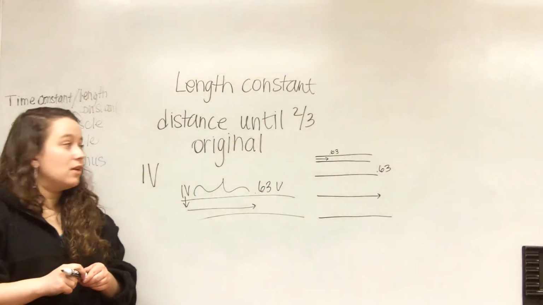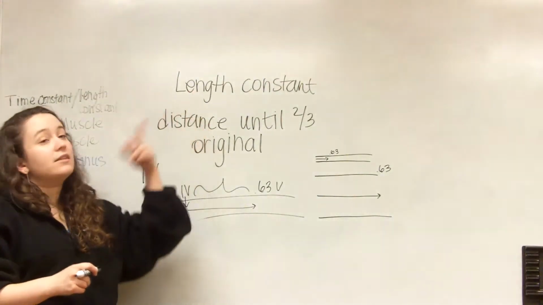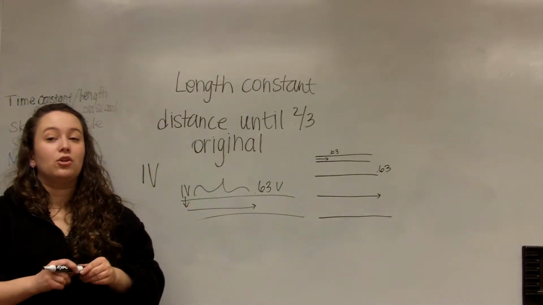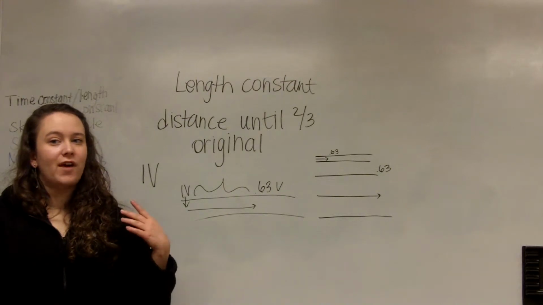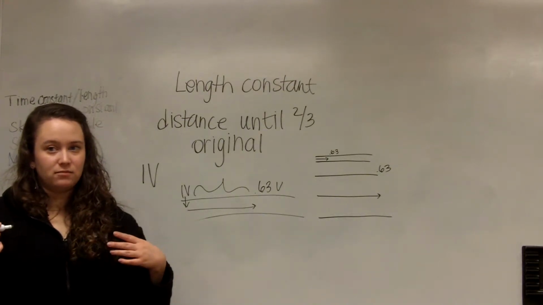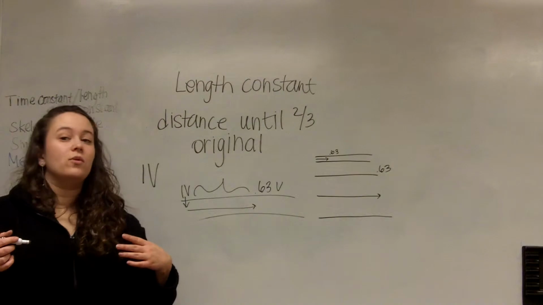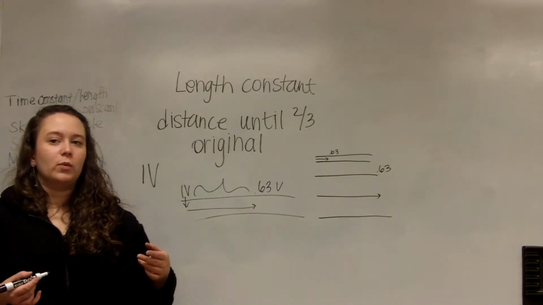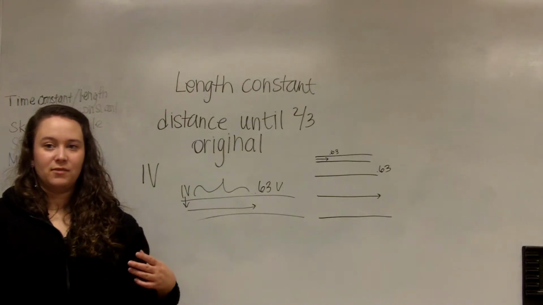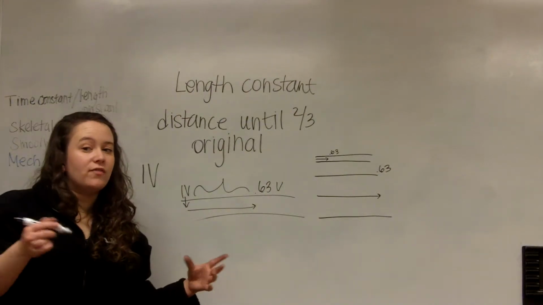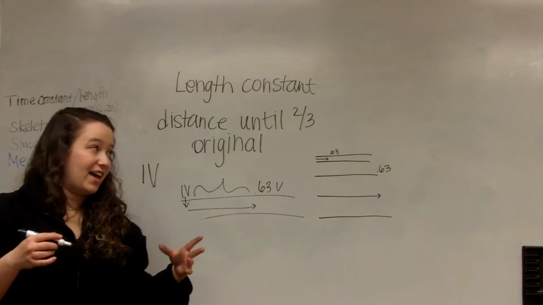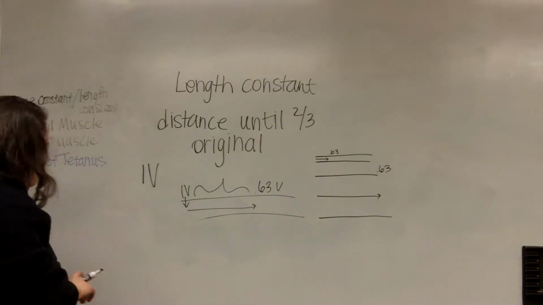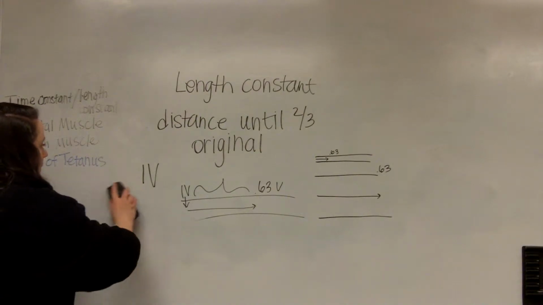Gotcha. So based on both the length constant and your time constant, that's how you get that the larger your axon, the faster you're going to have conduction. And also, if it's myelinated versus unmyelinated, the myelinated is always going to win. It's going to be faster. And so a large myelinated axon is going to be faster than a small myelinated one. All right. Okay?